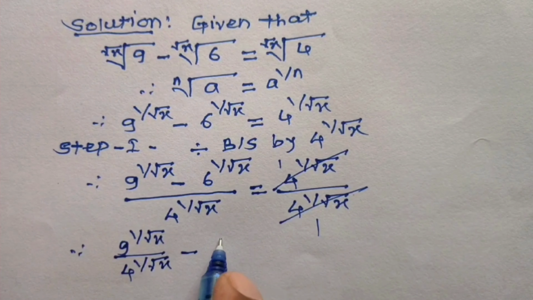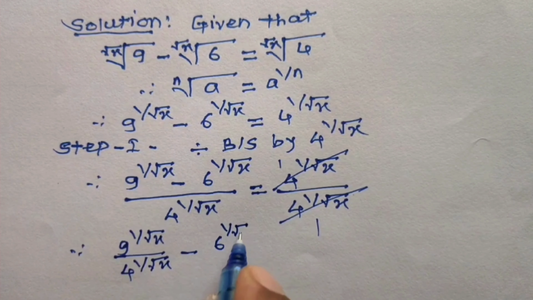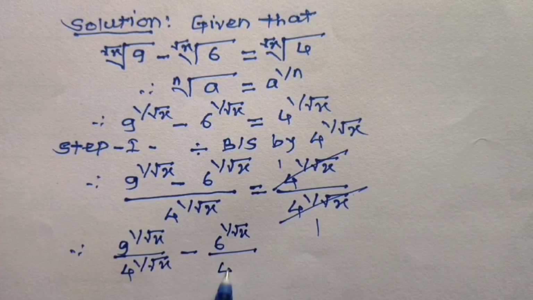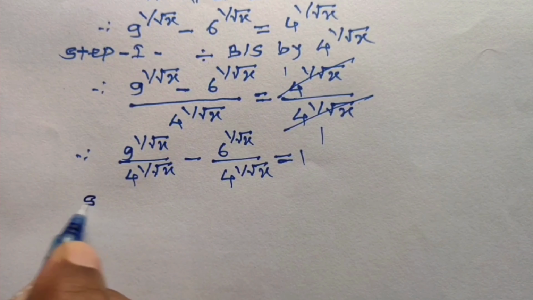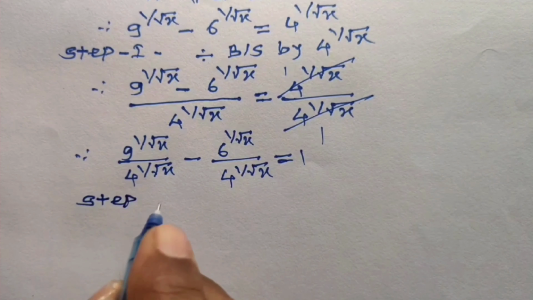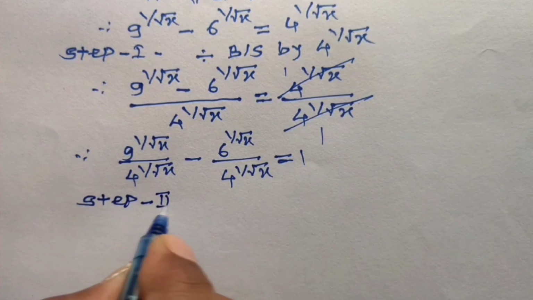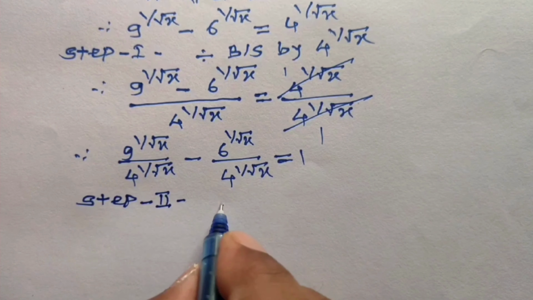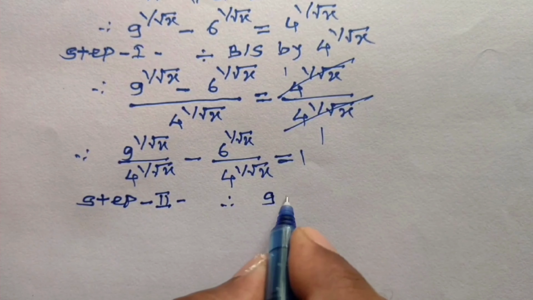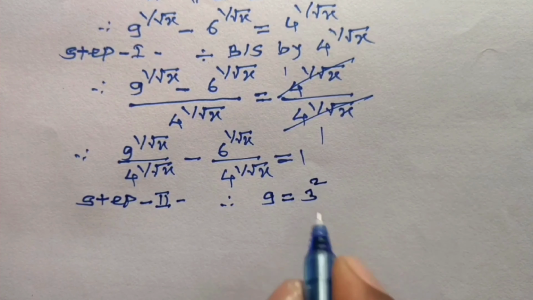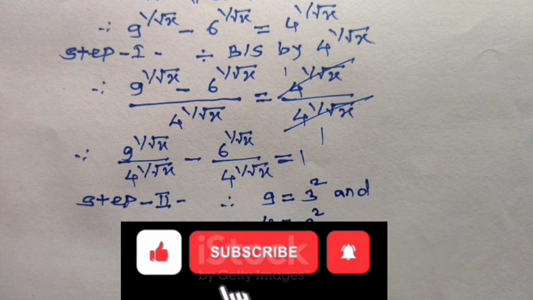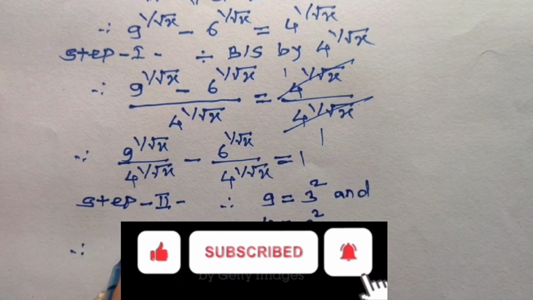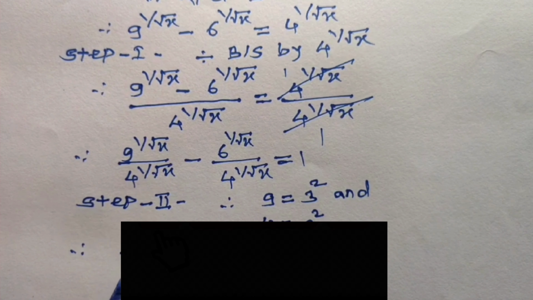On the left hand side, divide each term by 4 to the power 1 over root x. Hence, 9 to the power 1 over root x divided by 4 to the power 1 over root x minus 6 to the power 1 over root x divided by 4 to the power 1 over root x is equal to 1. Here step 1 is completed. Now let us start step number 2. In step number 2, we have to replace 9 by 3 square and 4 by 2 square. And the second term on the left hand side, we have to simplify dividing numerator and denominator by 2.